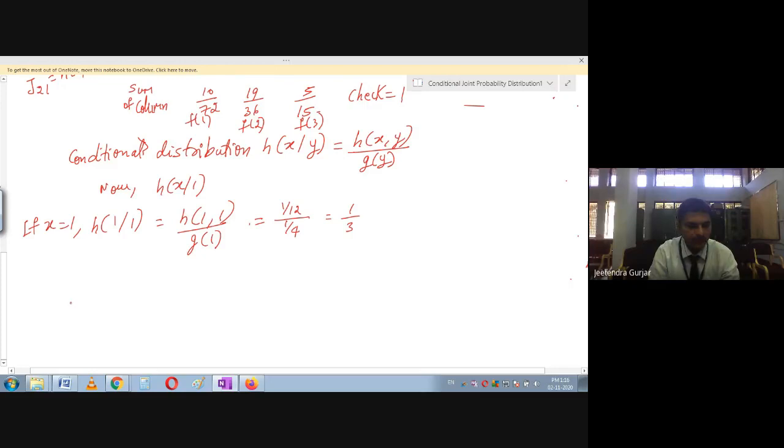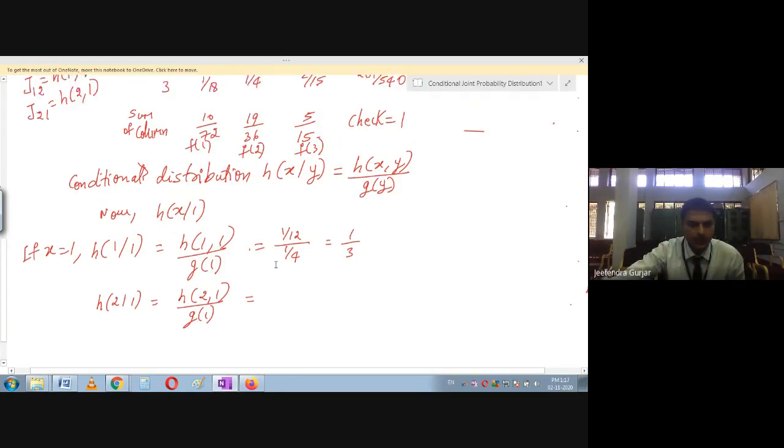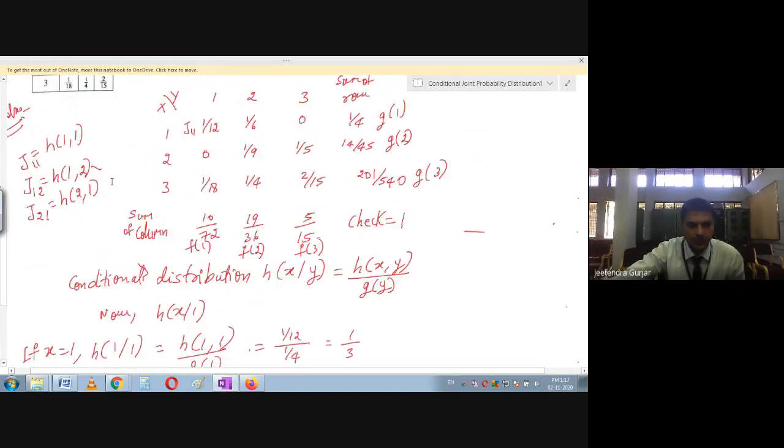So now we'll see what we have next value, that is h21. So what will this be equal to? Yes, it is 2 comma 1 divided by g of 1. G of 1 remains as it is, friends. So you can simplify here. What is 21? 21 is nothing but j21. J21 is nothing but h21.